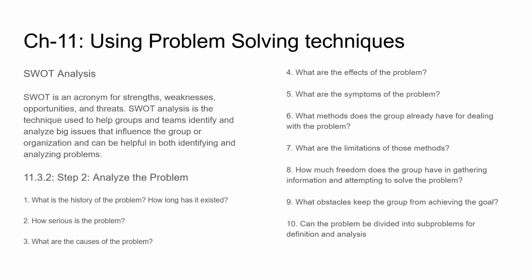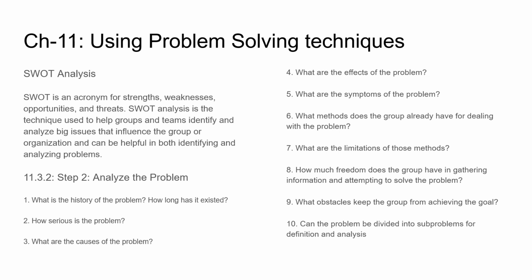And number six is, what methods does the group already have for dealing with the problem? So what things do you have in place, right? Like if there's a fire, I have an extinguisher, I can call 911, right? But the fire department has to show up to actually take care of the fire. But I have some things already in place to deal with the problem. And then seven, what are the limitations of those methods? Again, I really need the fire department here, because those things are all kind of temporary and small, and once the fire extinguisher is out, I can't just refill it or reuse it, right?